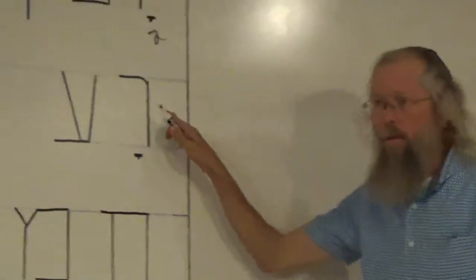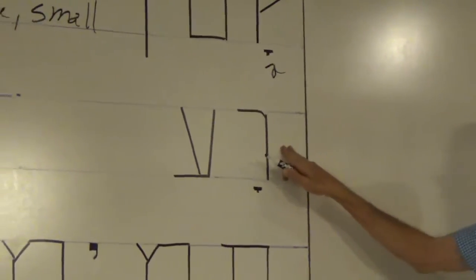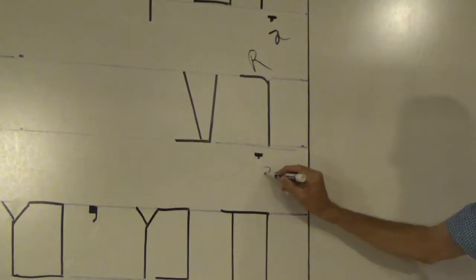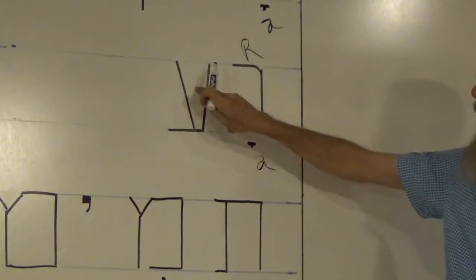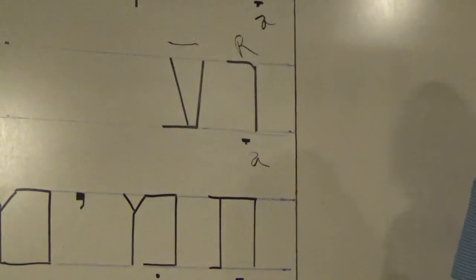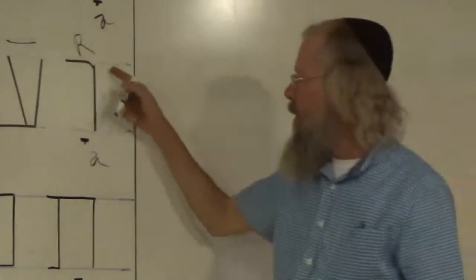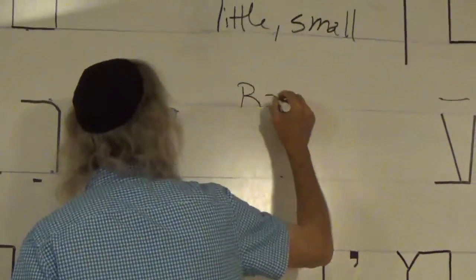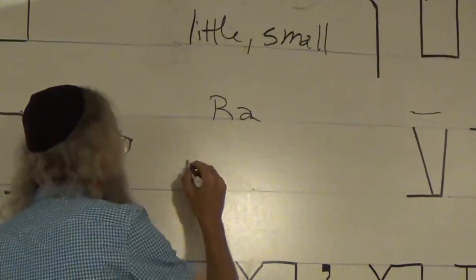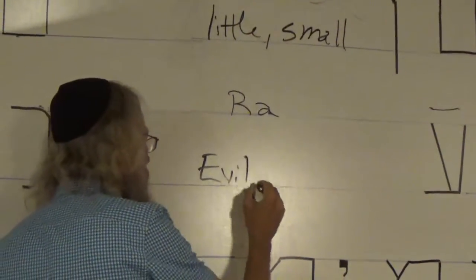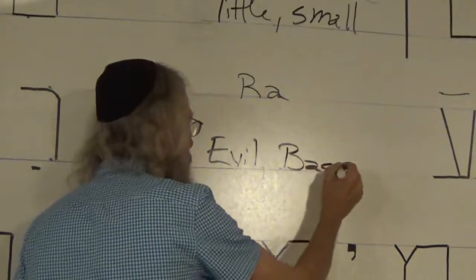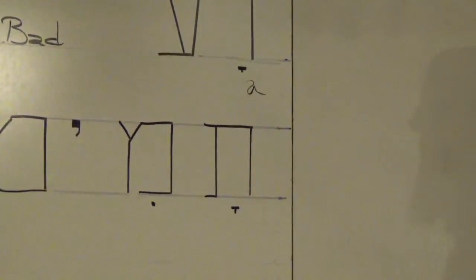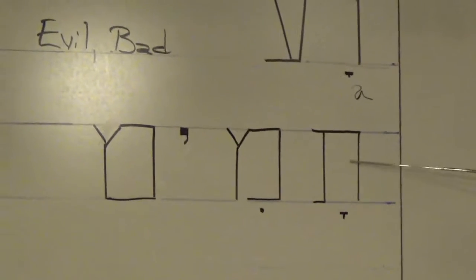All right, so what do we have here? Resh. Resh. R. A. Ayin, and it has no sound. Okay, so it's silent. So you have what? Ra. Ra. Evil or bad? Very good. Evil. Bad. Okay?